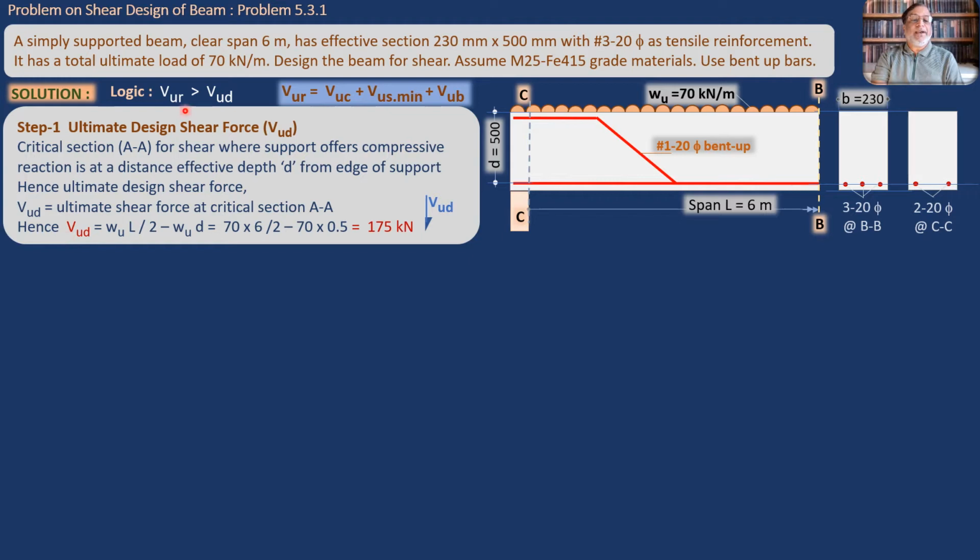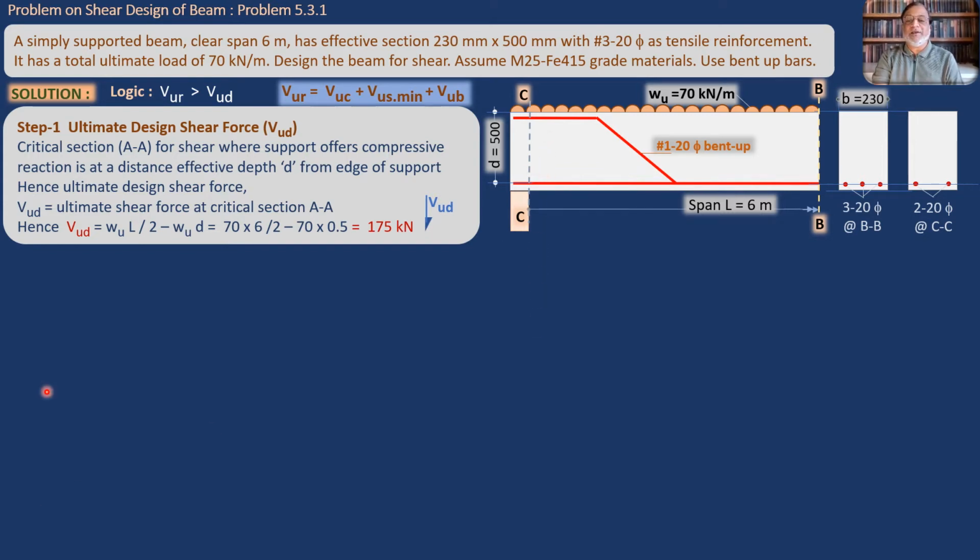So in this mathematical relation, first we calculate VUD. That means how much shear force we are supposed to resist through our shear design of beams. So we are first going to calculate VUD, that is the ultimate design shear force. Now we know that the shear force for a simply supported beam having UDL is maximum at the support and its value is WL by 2.